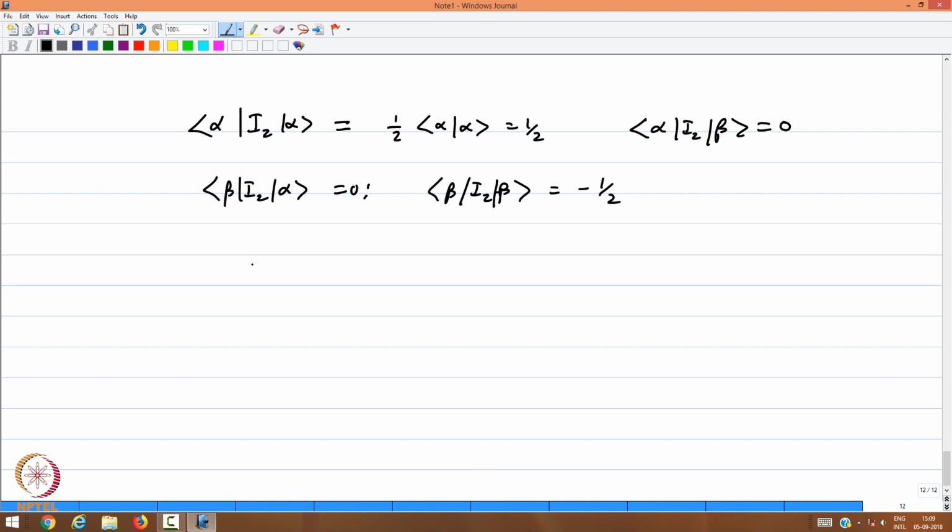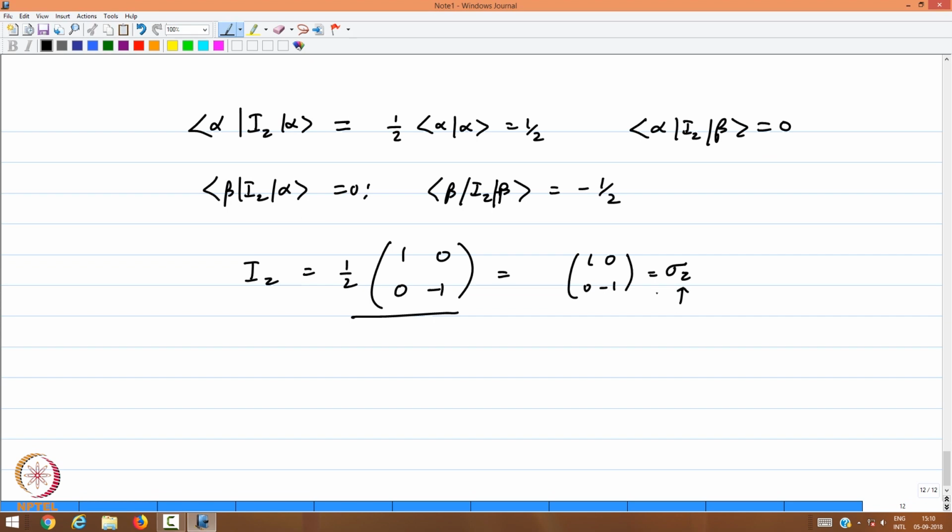So the matrix representation for Iz is 1 by 2 times the matrix 1 0 0 minus 1. This is sigma Z. 1 0 0 minus 1 is equal to sigma Z, the Z component of the Pauli spin one half matrix.